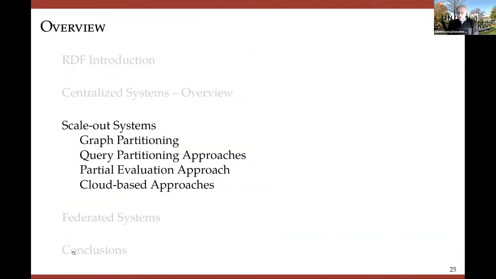Okay, so this is the only part of SPARQL that is important to follow. So now I'm going to jump into scale-out systems, and I'm going to talk a little bit about graph partitioning, because all of these systems assume that the graph is partitioned, and then I'll talk about three different approaches.